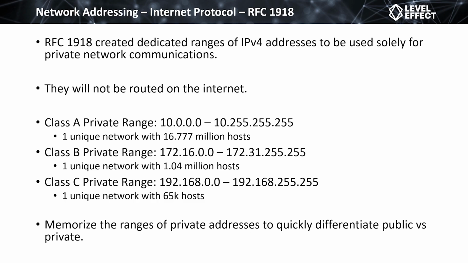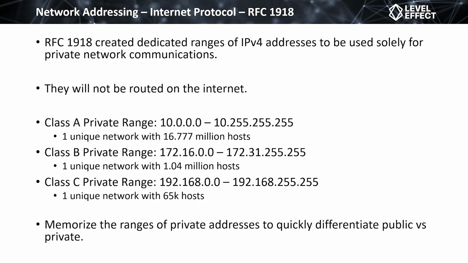So last but not least, the Class C private range is 192.168.0.0 through 192.168.255.255. It's critical that you understand the difference between private and public addressing. Private addresses are strictly used for internal network communications, and public addressing is used for internet-bound public communications.